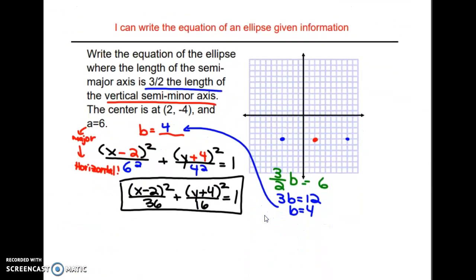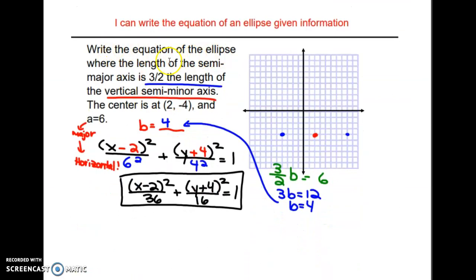Last one. Write the equation of the ellipse where the length of the semi-major axis is 3 over 2, or 1.5, times the length of the vertical semi-minor. The vertical semi-minor. Well, if the minor is in the vertical, that means the major is horizontal. So this thing is long horizontally. Okay? They give me the center.